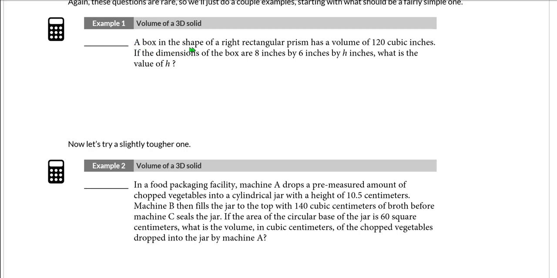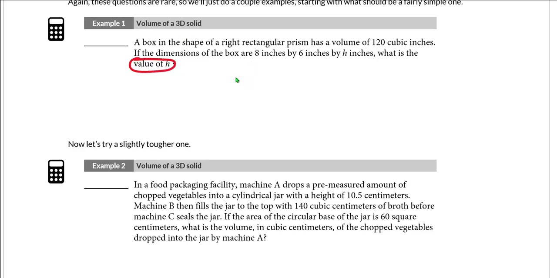A box in the shape of a right rectangular prism has a volume of 120 cubic inches. If the dimensions of the box are 8 inches by 6 inches by h inches, we need the value of h. All right, pretty straightforward question here.